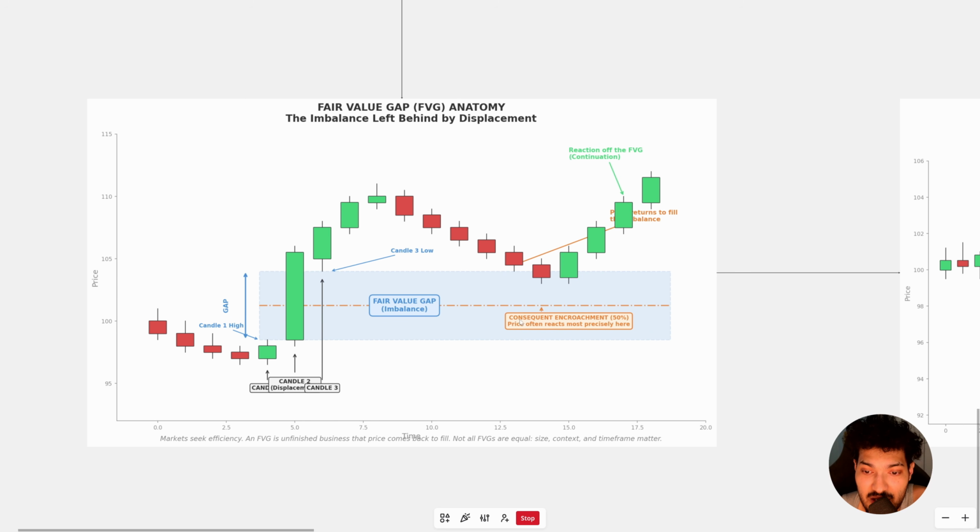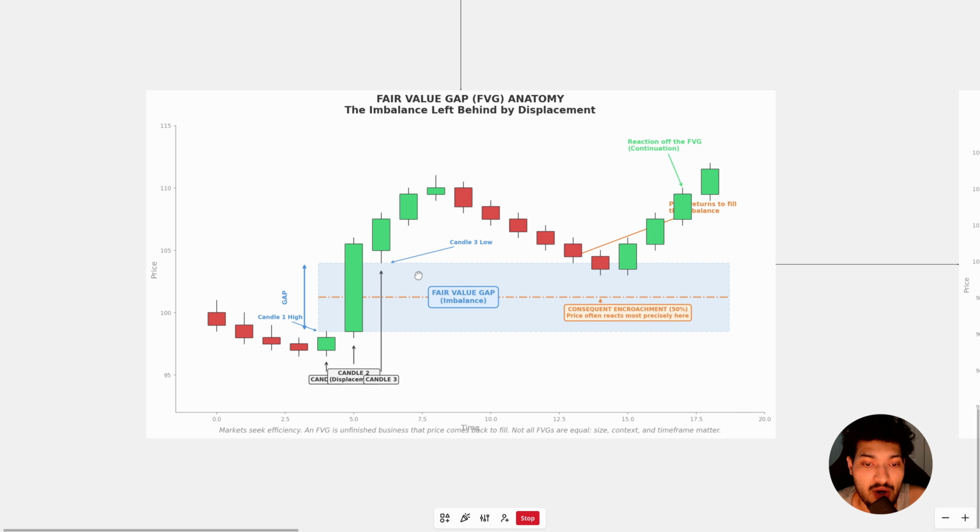Now, you can see here that I have this line marked out in the middle. This is called the consequent encroachment. If you watch ICT or you've studied ICT, I hate that term. It is stupid, okay? I just call it the midpoint of the region, the midpoint of the imbalance, because that's really what it is, all right? But price will often react very precisely at this area, but overall it will 100% react somewhere within the range.